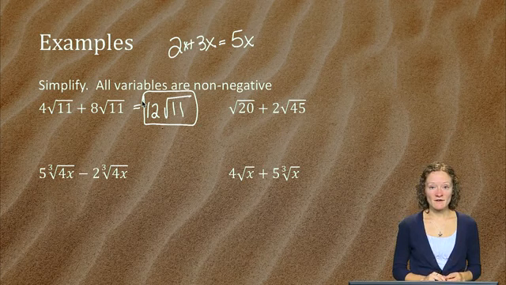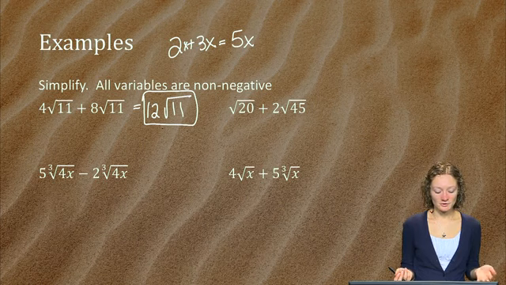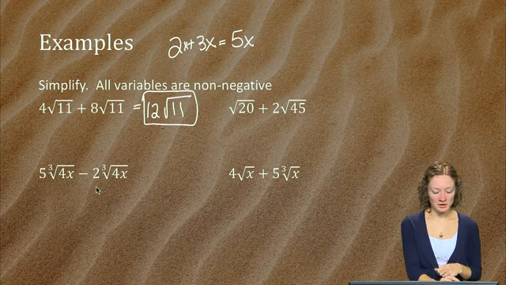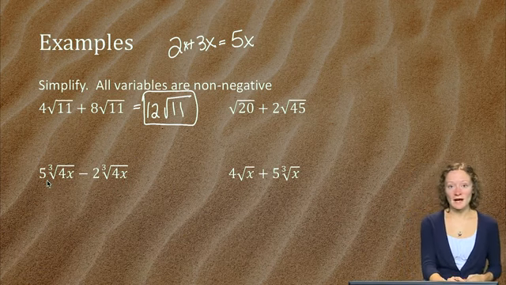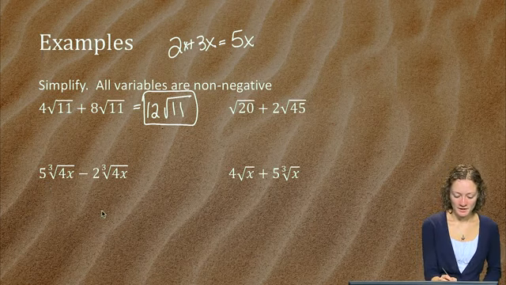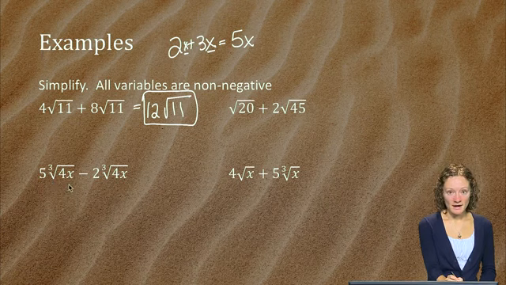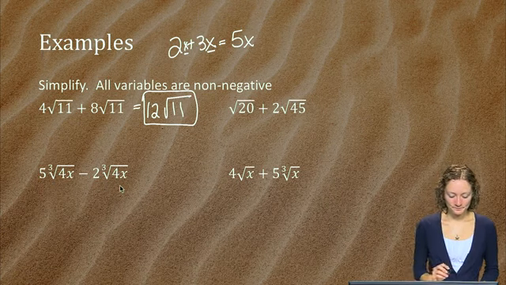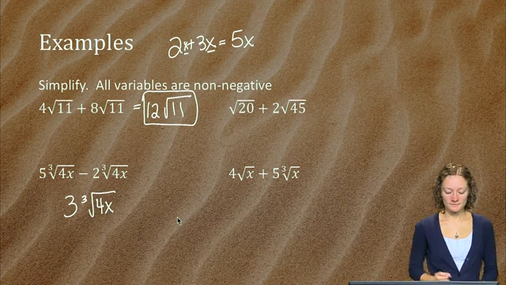Okay, the next one, we have 5 cube root of 4x minus 2 cube root of 4x. The question, are these like radicals? Well, they both have a cube root, that's good. They both have 4x on the inside, that's good. And they have the same variables on the outside, which are none. So these are like radicals, which means you can combine them. So sort of treat the radical piece as if it was a variable. They need to be completely the same, just like this x and this x need to be the same. This radical and this radical need to be identical. So they combine together. 5 minus 2 gives us 3, cube root of 4x.